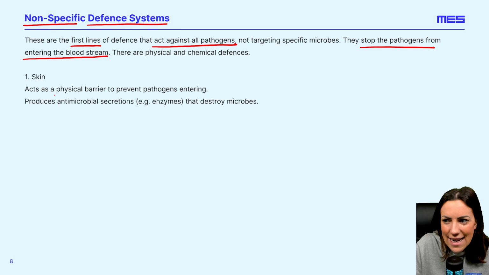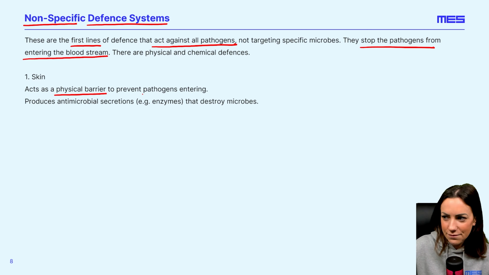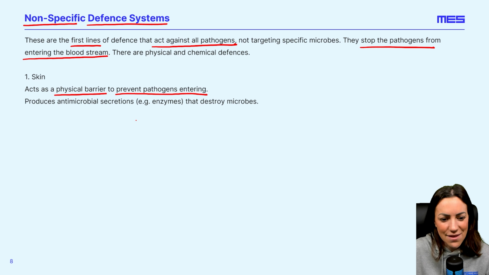Now, your skin is a physical barrier. It basically separates you from your environment. Sounds obvious, but it is your physical barrier. It covers you, right? One of the aims of the skin is to prevent any pathogens from entering your body. And that's probably all you have to know for GCSE, but a little bit extra, it does produce antimicrobial secretions.